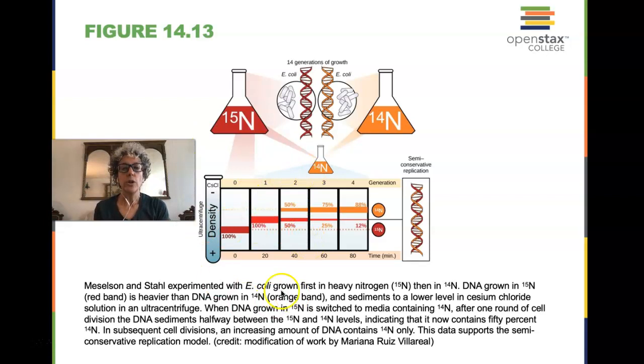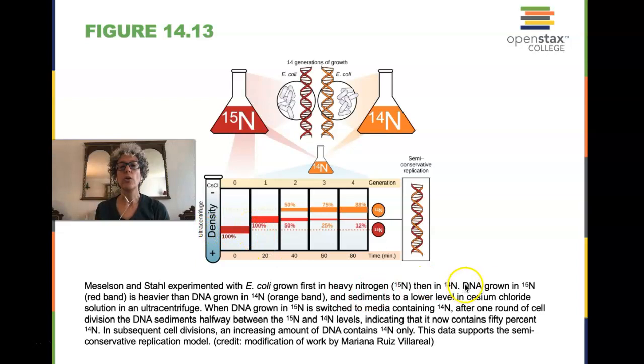What they showed was if you grow the E. coli in heavy nitrogen, and then into the light nitrogen. Of course, the heavy nitrogen DNA is going to be heavier. You start out with 100%. They are only provided with nitrogen that was the heavy isotope. That is where it settles out when you centrifuge it.